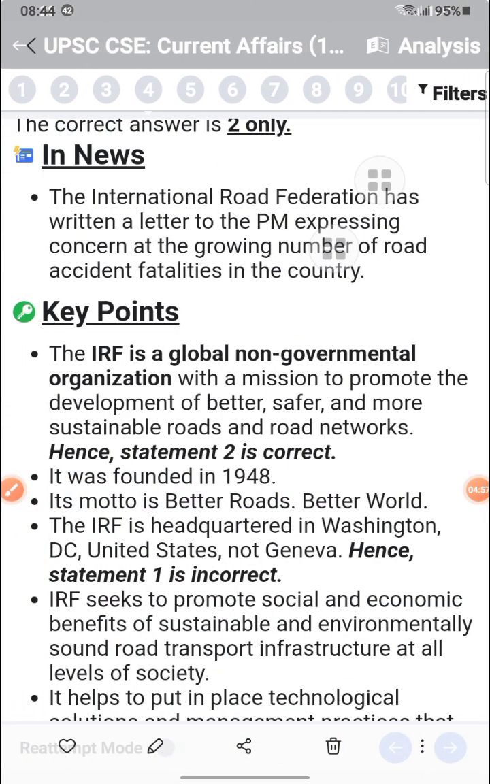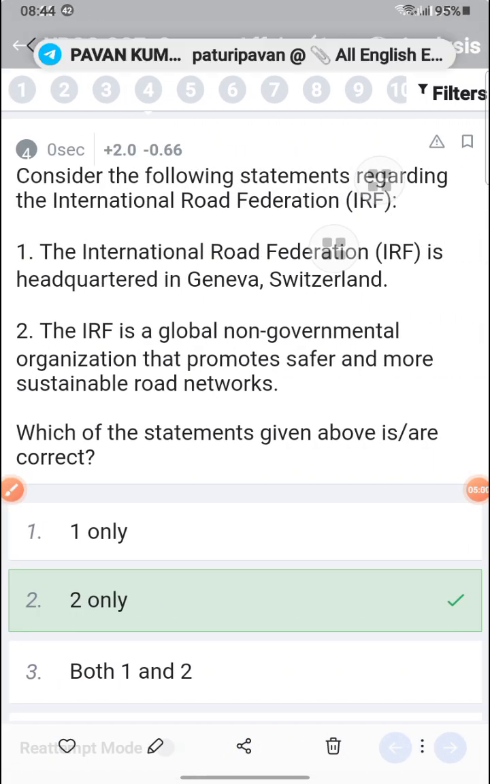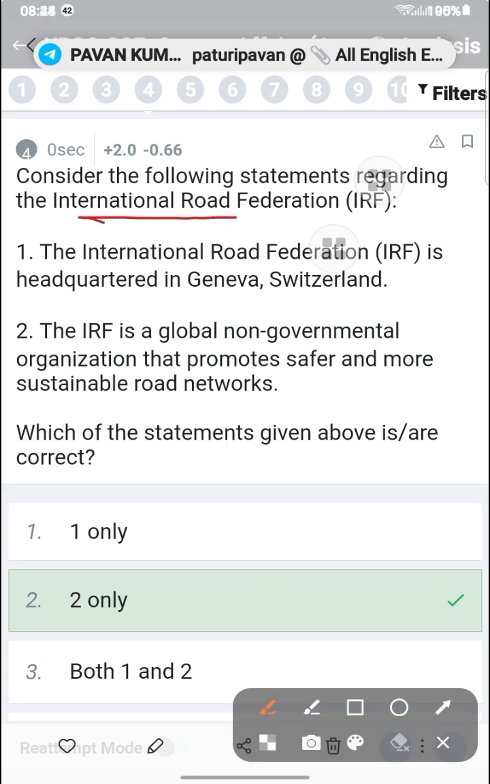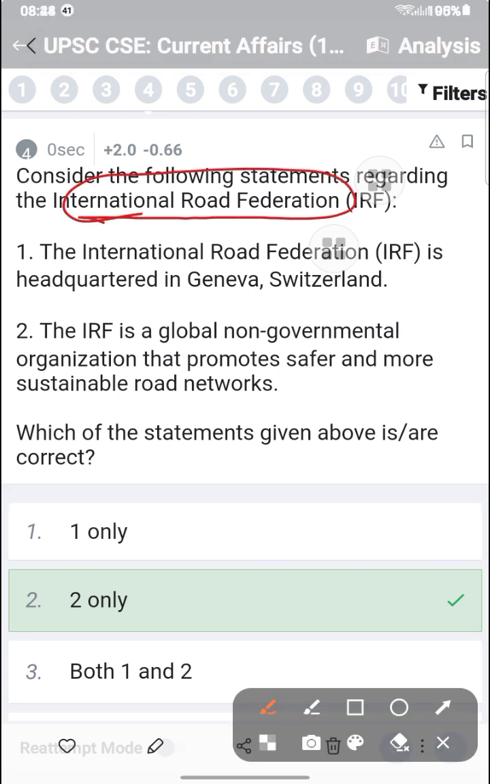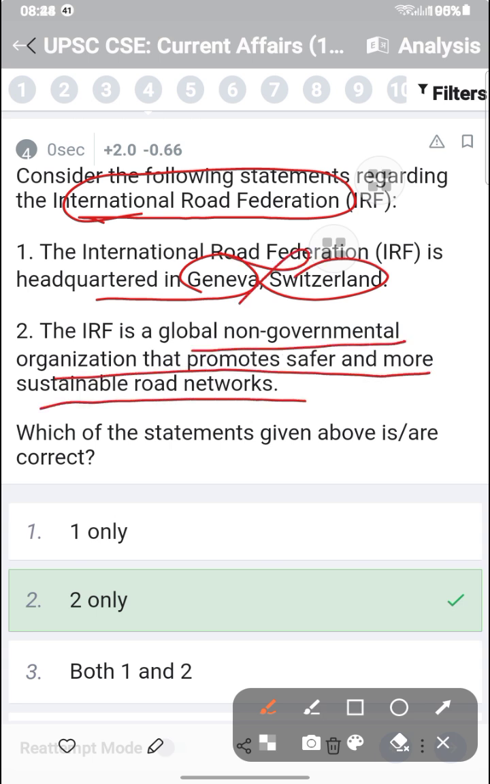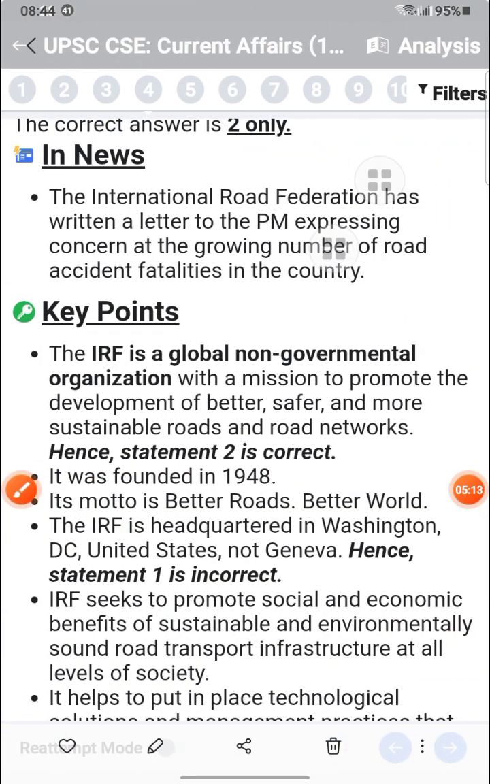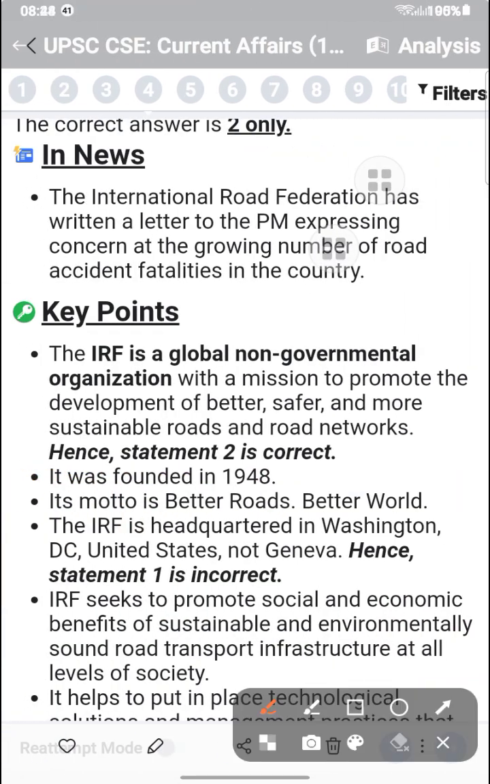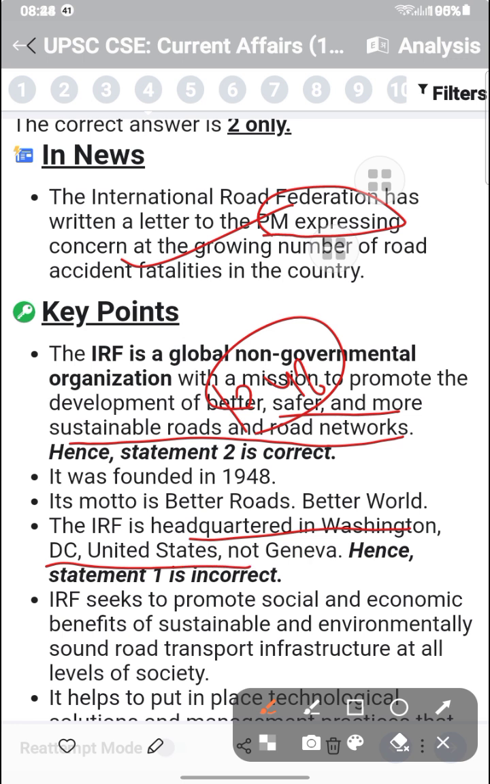Now the next question is related to the International Road Federation. Consider the following statement. The International Road Federation is headquartered in Geneva, Switzerland. It is not true. It is a global non-governmental organization for safer and more sustainable road networks. It promotes the development of better, safer and more sustainable roads. It was founded in 1948 and is headquartered in Washington DC, not in Geneva.